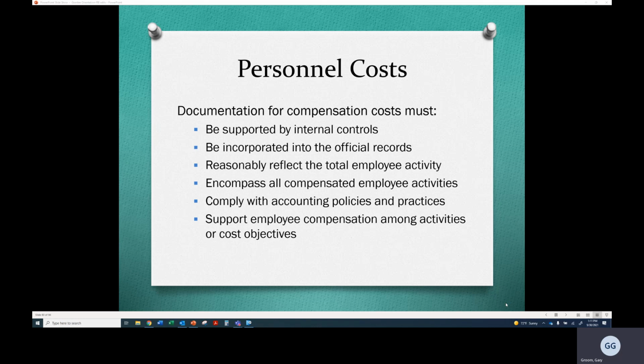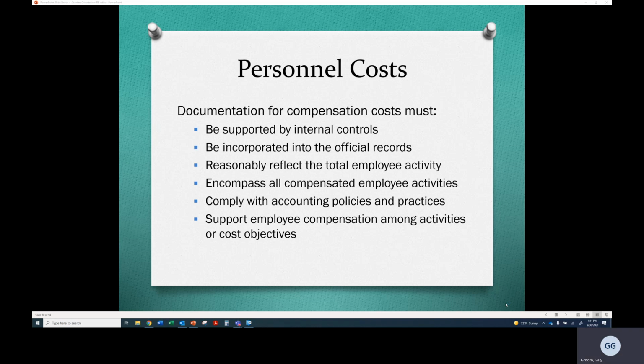These records must be supported by a system of internal control, which provides reasonable assurance that the charges are accurate, allowable, and properly allocated. Be incorporated into the official records of the organization. Reasonably reflect the total activity for which the employee is compensated by the organization. Encompass both federally assisted and all other activities compensated by the organization. Comply with the established accounting practices and policies of the organization. Support the distribution of the employee's compensation among specific activities or cost objectives.